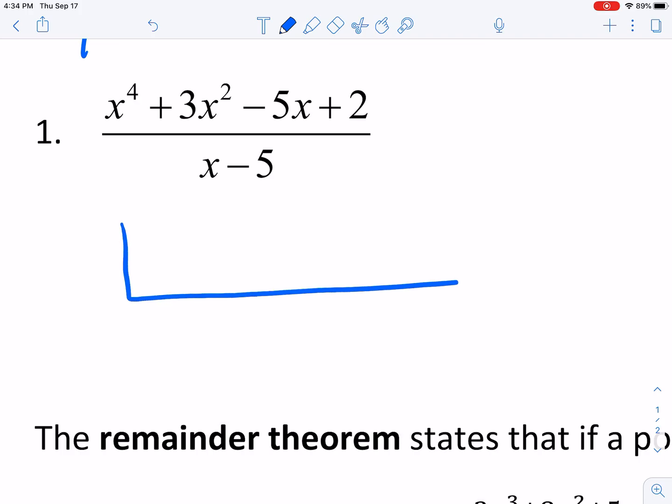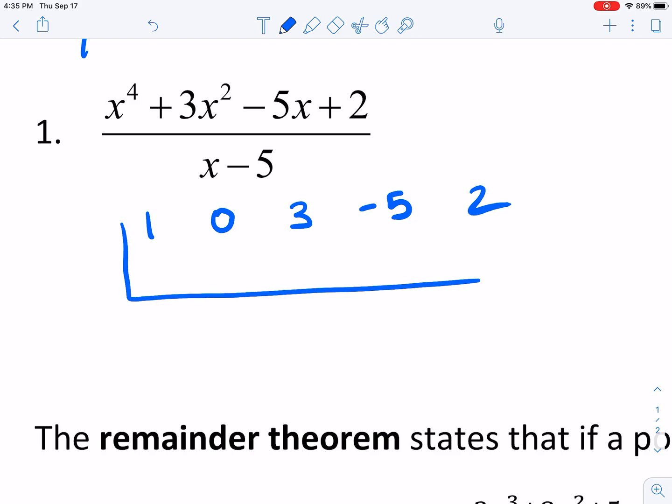What you'll do, I think I draw my box a little bit differently than the books or the Algebra 2 teachers, but it's fine. We're going to take the coefficients. So I have 1x to the fourth, 0x cubed, 3x squared, negative 5x, and then my constant here is 2.